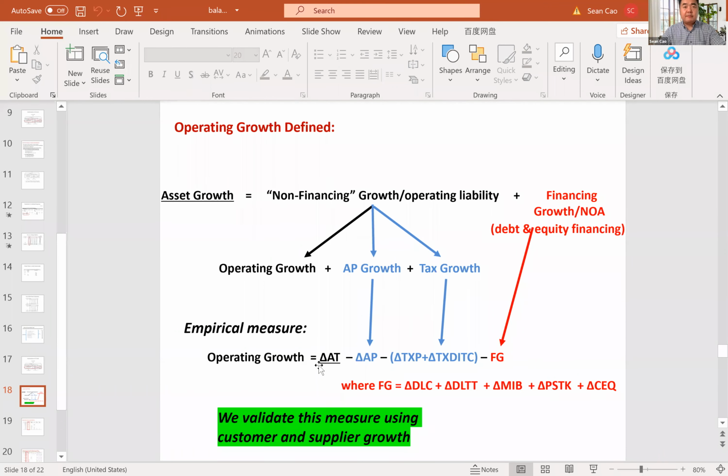Let me repeat it one more time. We start with total asset growth. We subtract growth financed by debt and equity. We subtract growth financed by vendor short-term financing. We subtract tax financing from the government. We subtract all of this out. What's left is exactly growth financed by vendors and suppliers for the long-term assets. So that's how we do the calculation.